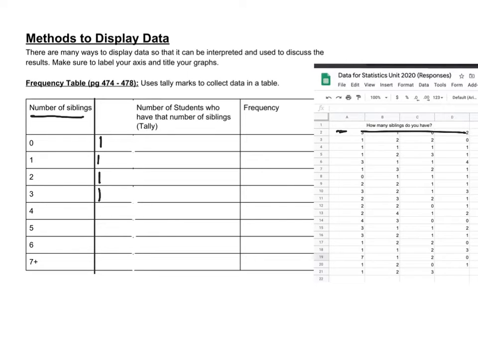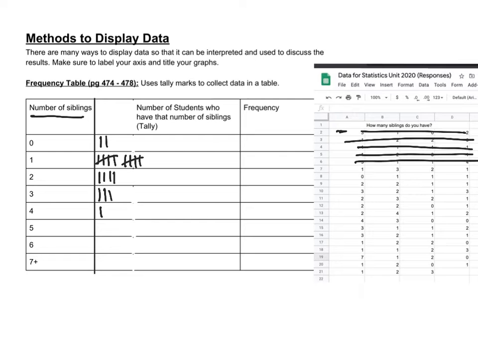So now we have 1, 2, 2, 0. So 1, 2, 2, 0, 1, 1, 1, 1. Okay, remember when we get to 5, we put a line across to show that that's a group of 5. 1, 2, 3, 1. Okay, 3, 1, 1, 4. 1, 3, 2, 1. Okay, 0 and then 3 1s.